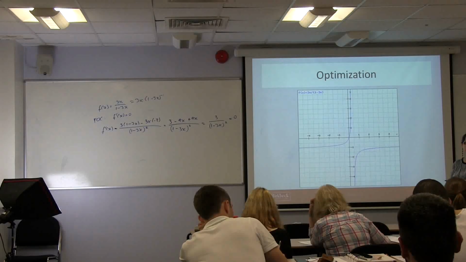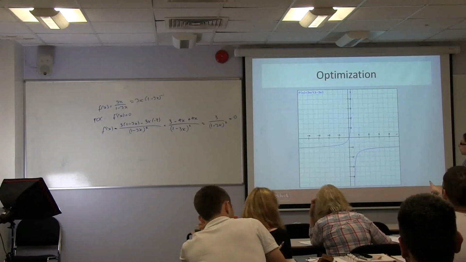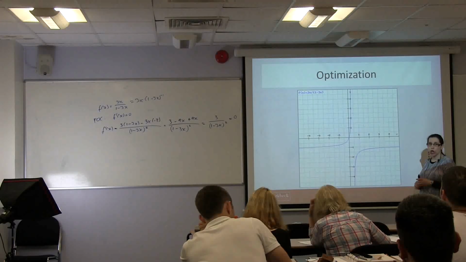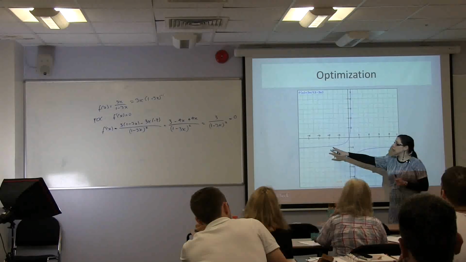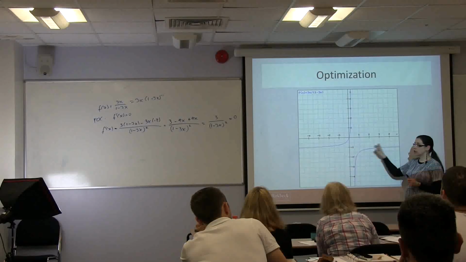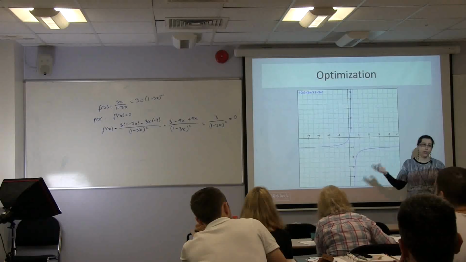Does it have non-stationary points of inflection? What is the point of inflection? Where the curvature changes. Does it change curvature anywhere? No, so it doesn't even have that.